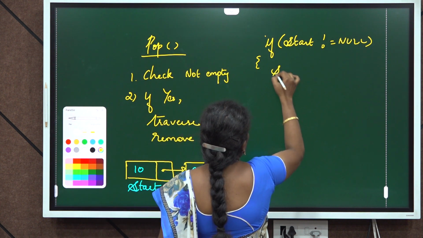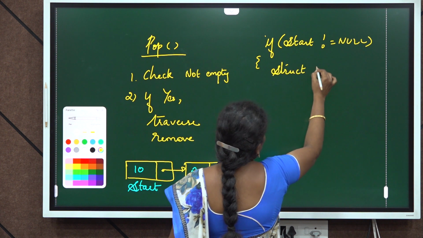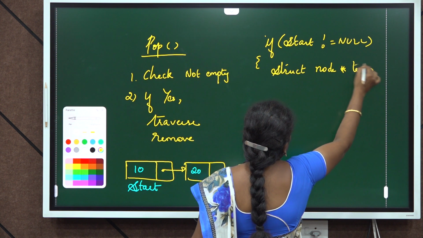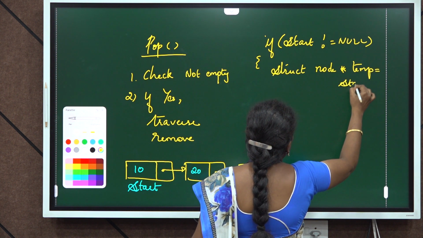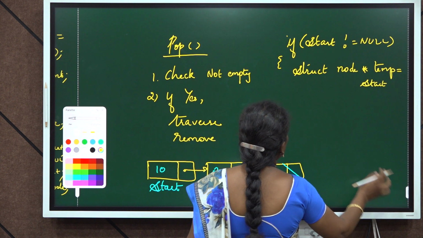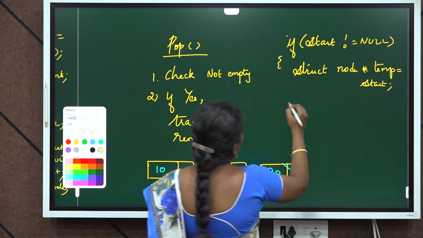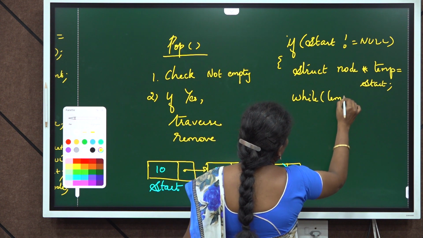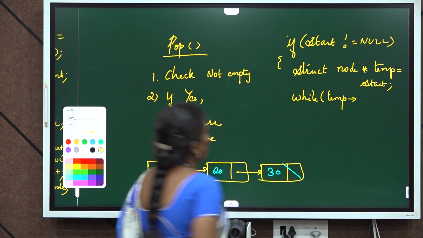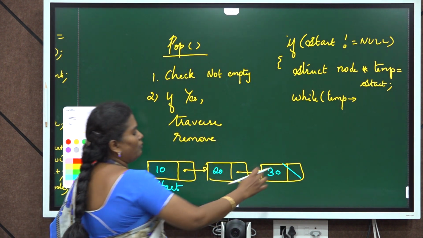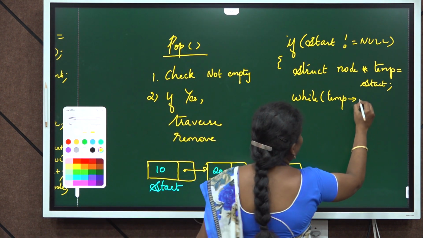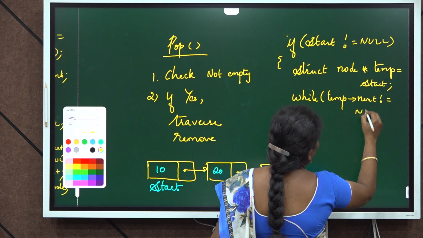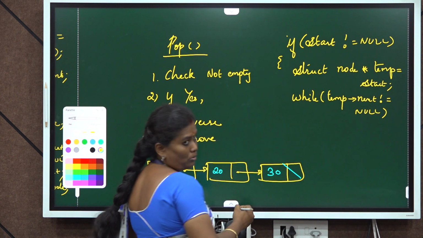So we require struct node star temp equal to start, right? So this is how we'll have a temporary variable, and now using this I could traverse. So while temp of next not equal to null, as we did before. So this is how we used to traverse.